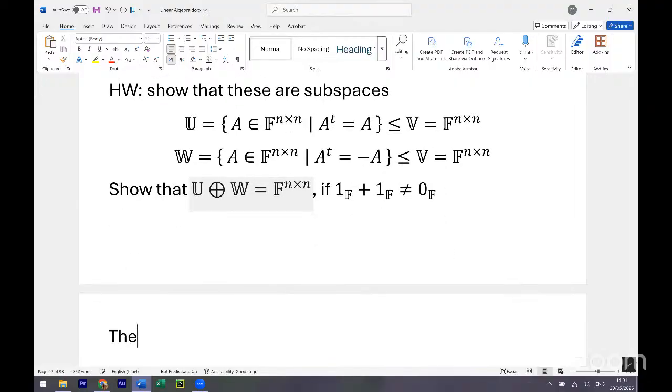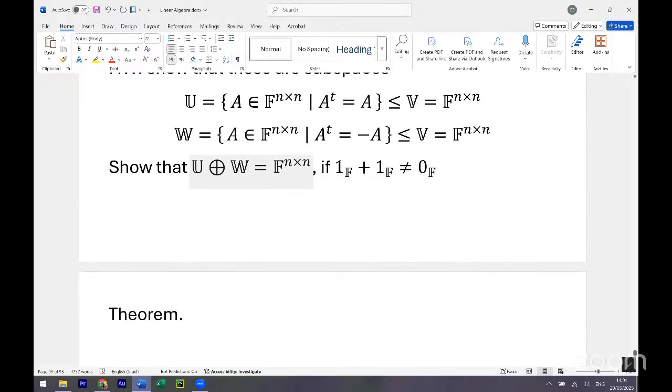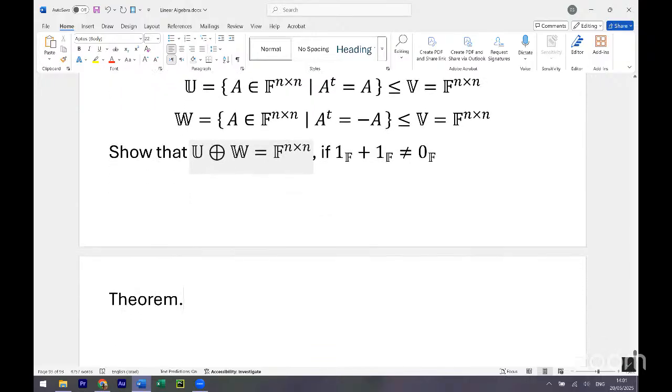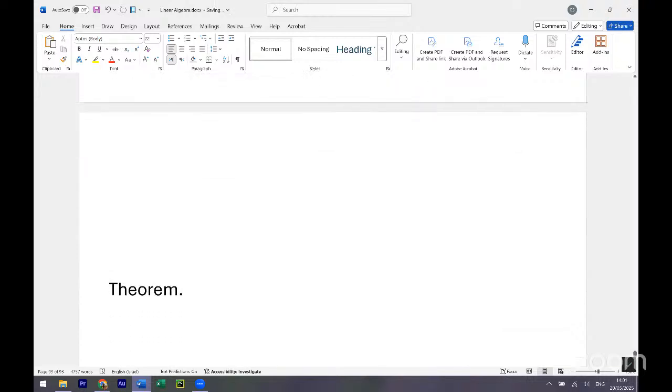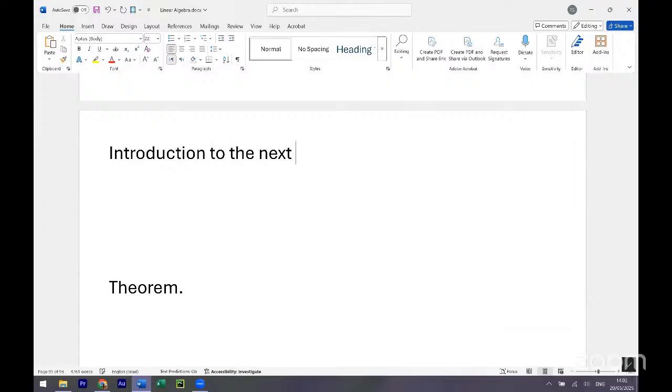Another theorem, and we'll decide together if I'll prove it fully, but at least I wish you to understand it. Before I state it, I give you a short introduction to the next statement. It's one of the main reasons to use direct sums.